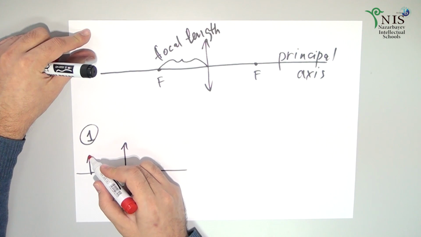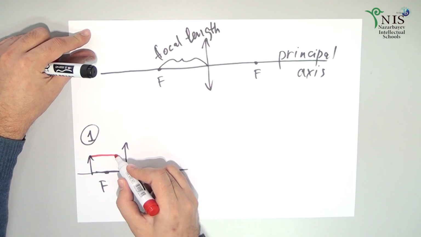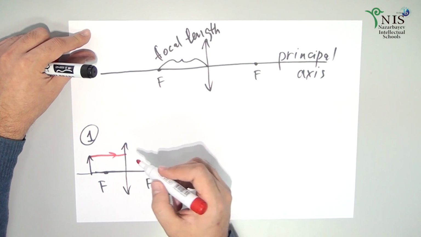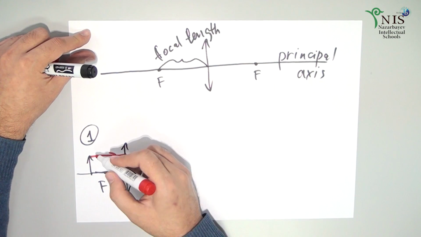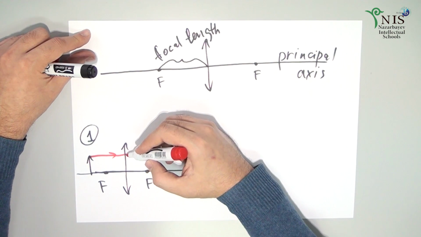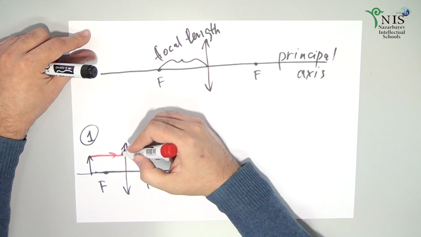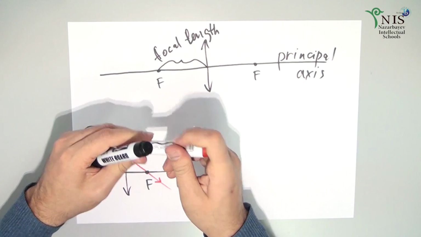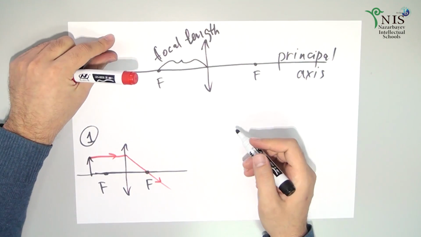First one is, you draw a ray parallel to the principal axis. Whichever ray is parallel to the principal axis, it will go through the focal point after reaching the lens. That's the first rule.